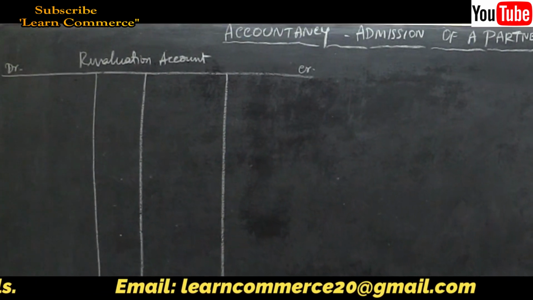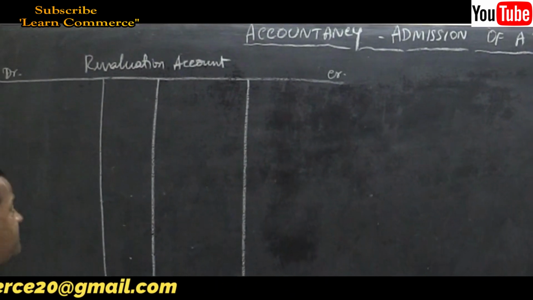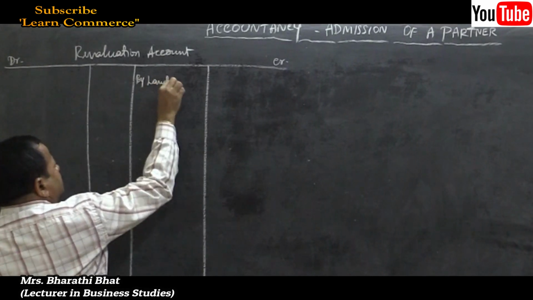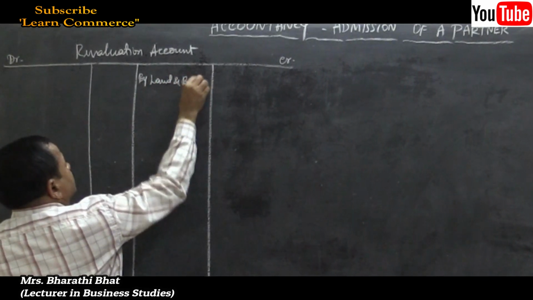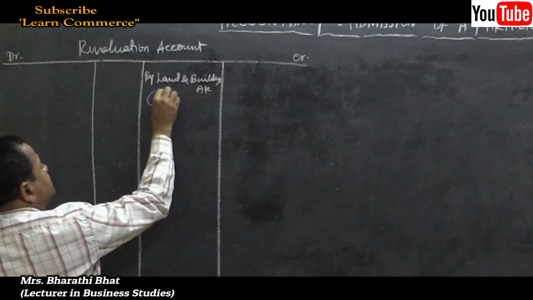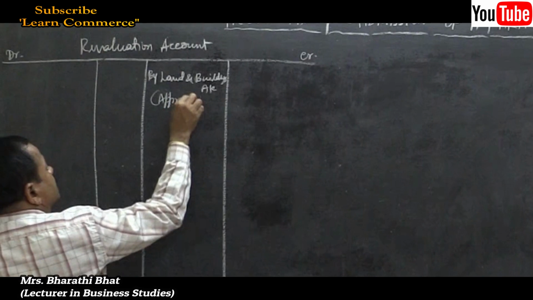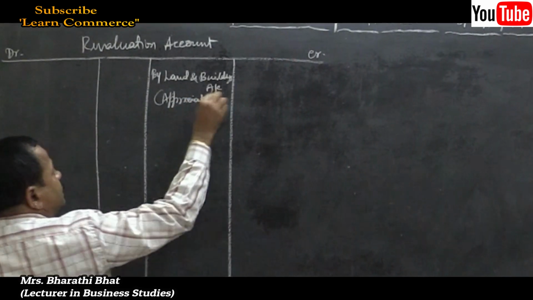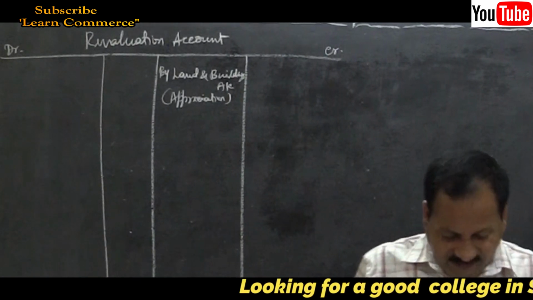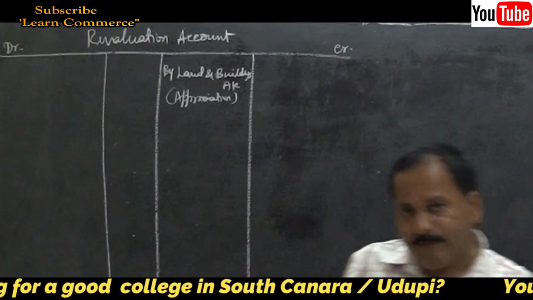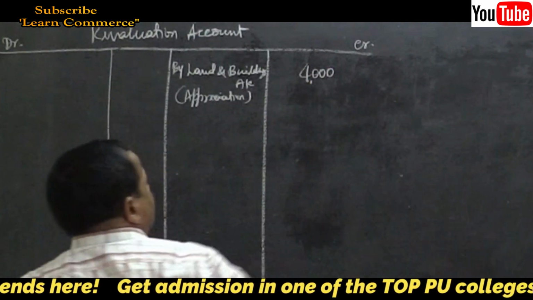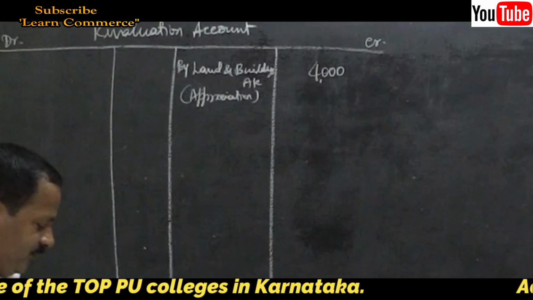There is appreciation in the value of land and buildings, so by land and buildings account, appreciation. How much? Whether an amount is given or a percentage is given. Increased by 4,000. So straight away the amount is given, no need to calculate. 4,000. Write it.